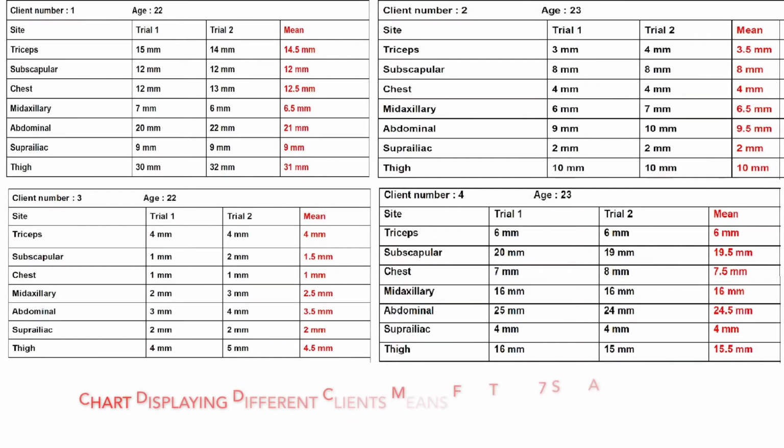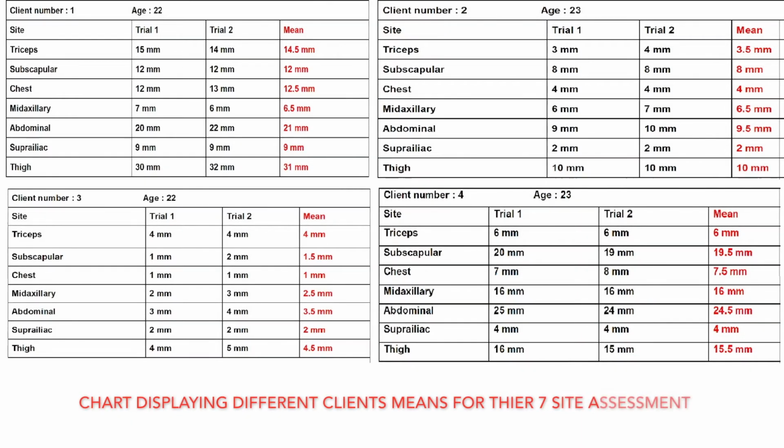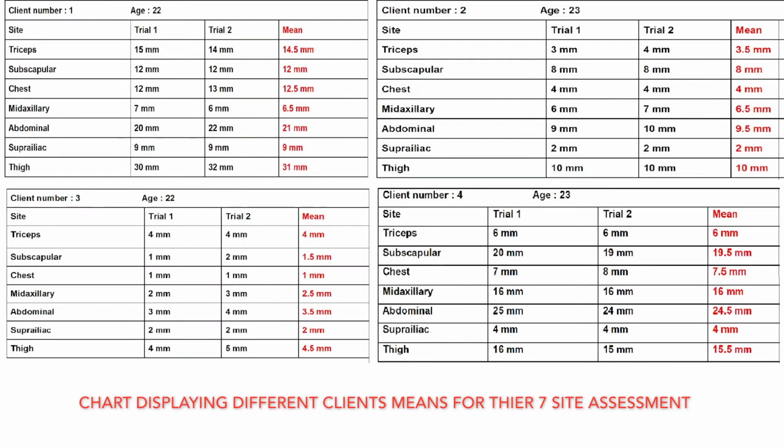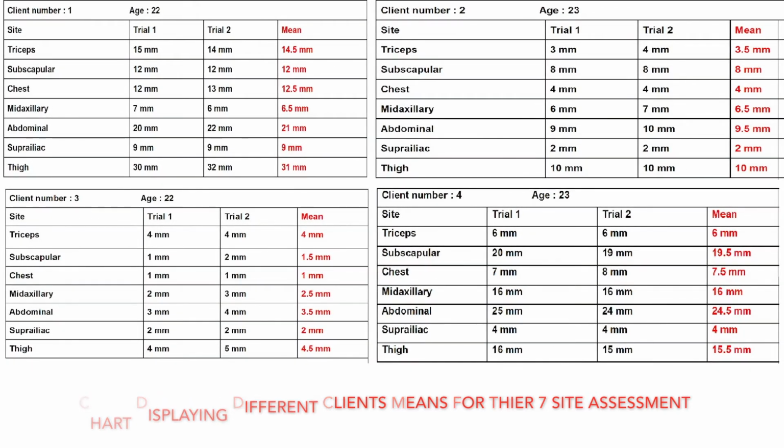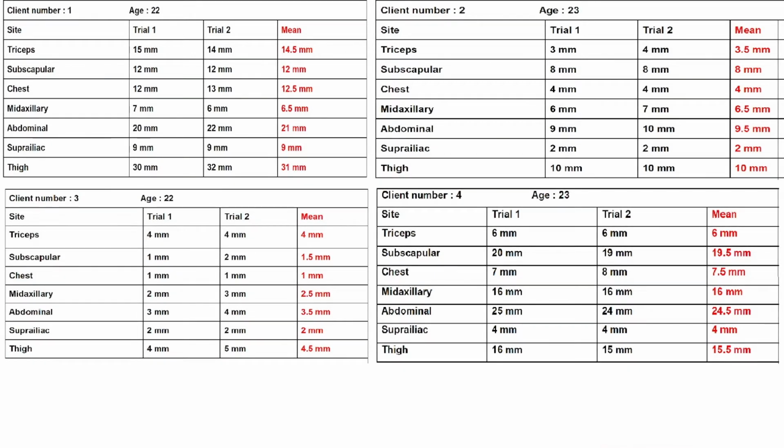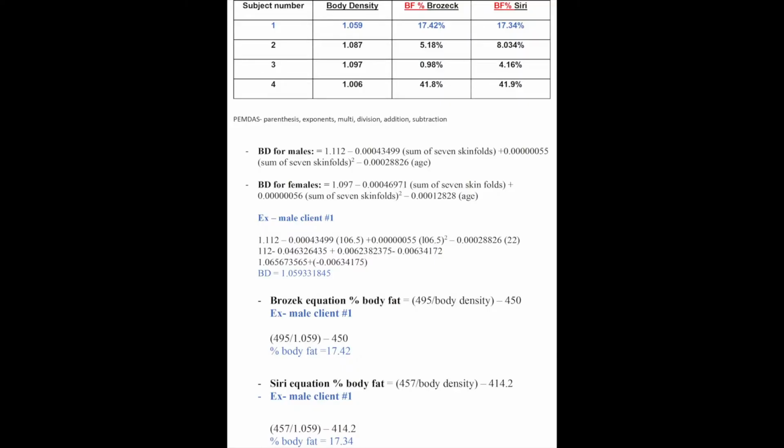After obtaining client data for all 7 sites and retests have been performed, you can now conduct the mean, which will be an average of each site, which will be used to calculate body density. This picture displays the method in which you will use different equations to calculate body density and body fat percentage. It is important that you consider PEMDAS while working out these equations.